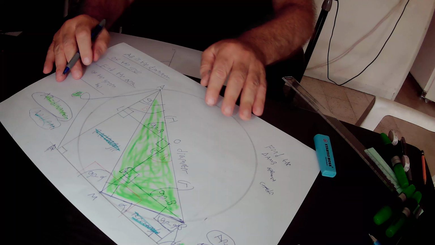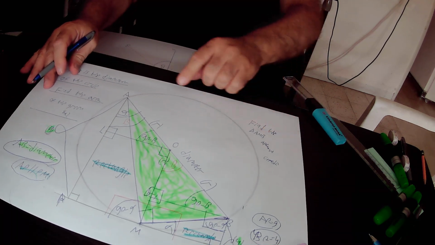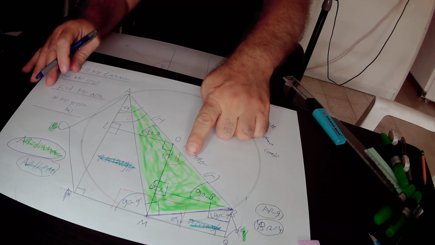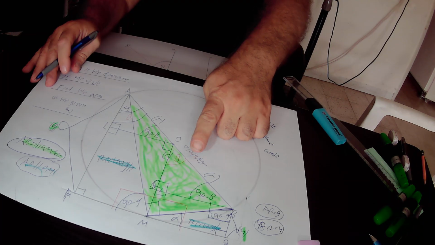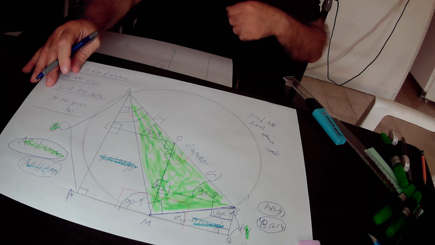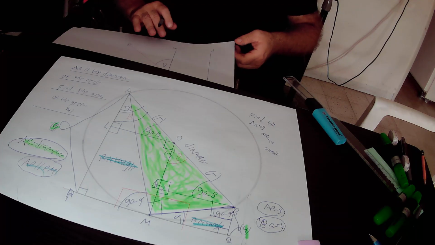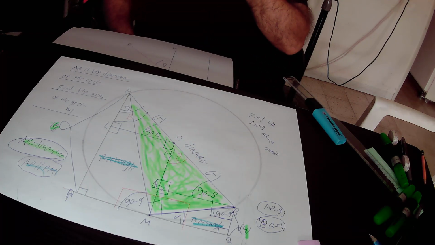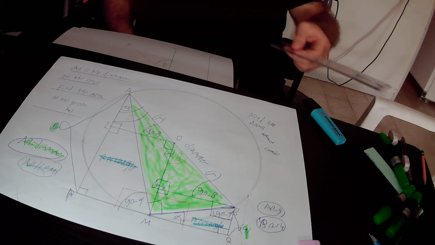In the next step, we will prove that this right triangle ALO can go into this right triangle OSB according to the angle side angle rule. So why can those two right triangles go into each other?